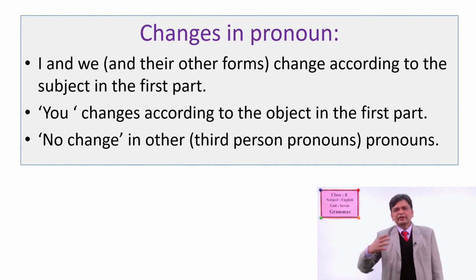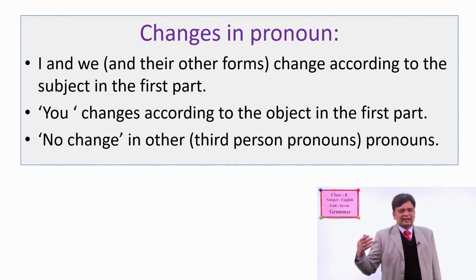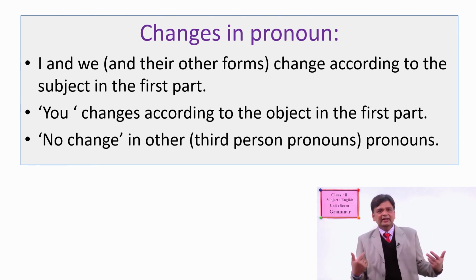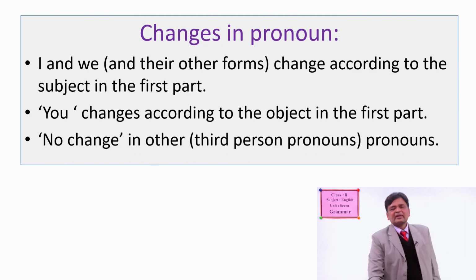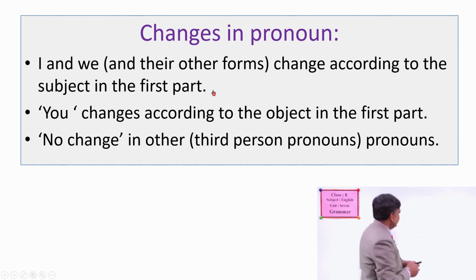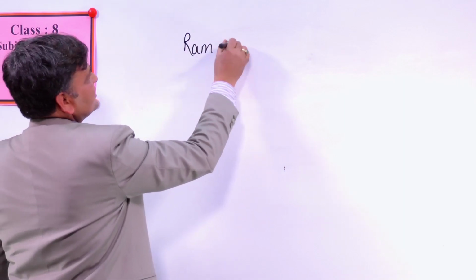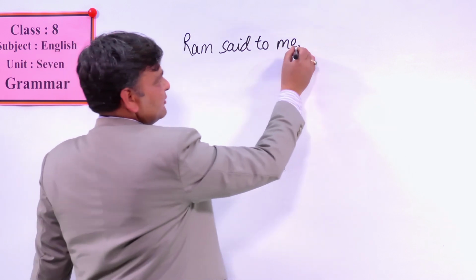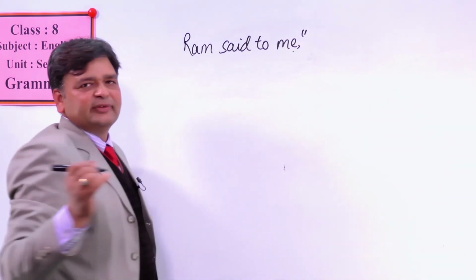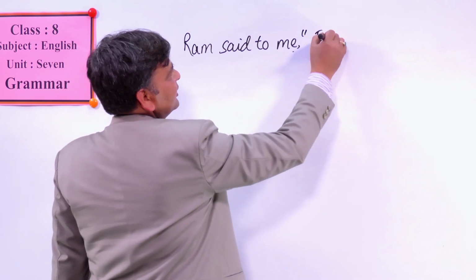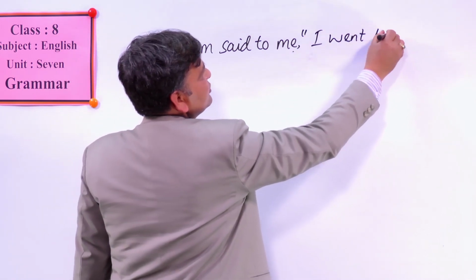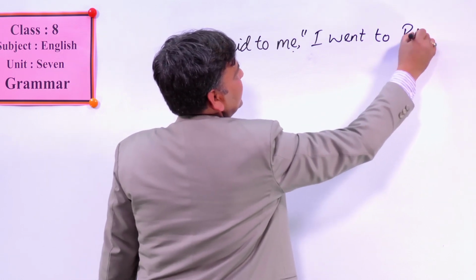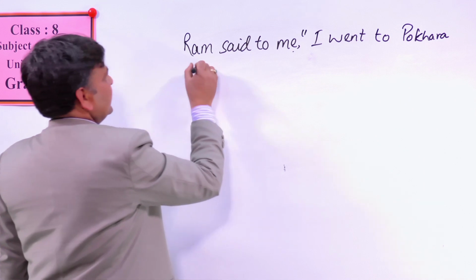So when I am with other friends or other people, I say we, and if I refer to myself and talk about my personal opinion, I say I, right? So I or we change according to the subject in the first part. Means if you say, Ram said to me, comma, we always have a comma in direct speech, and there will be an inverted comma, I went to Pokhara yesterday.